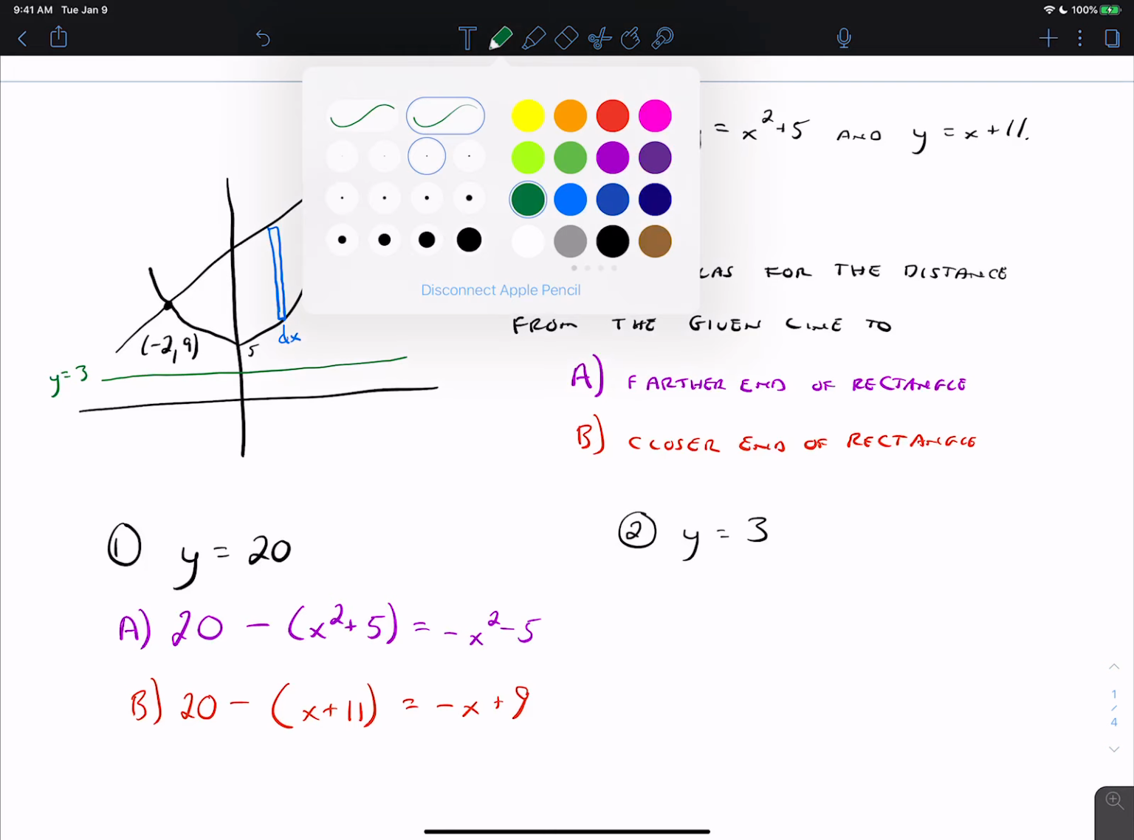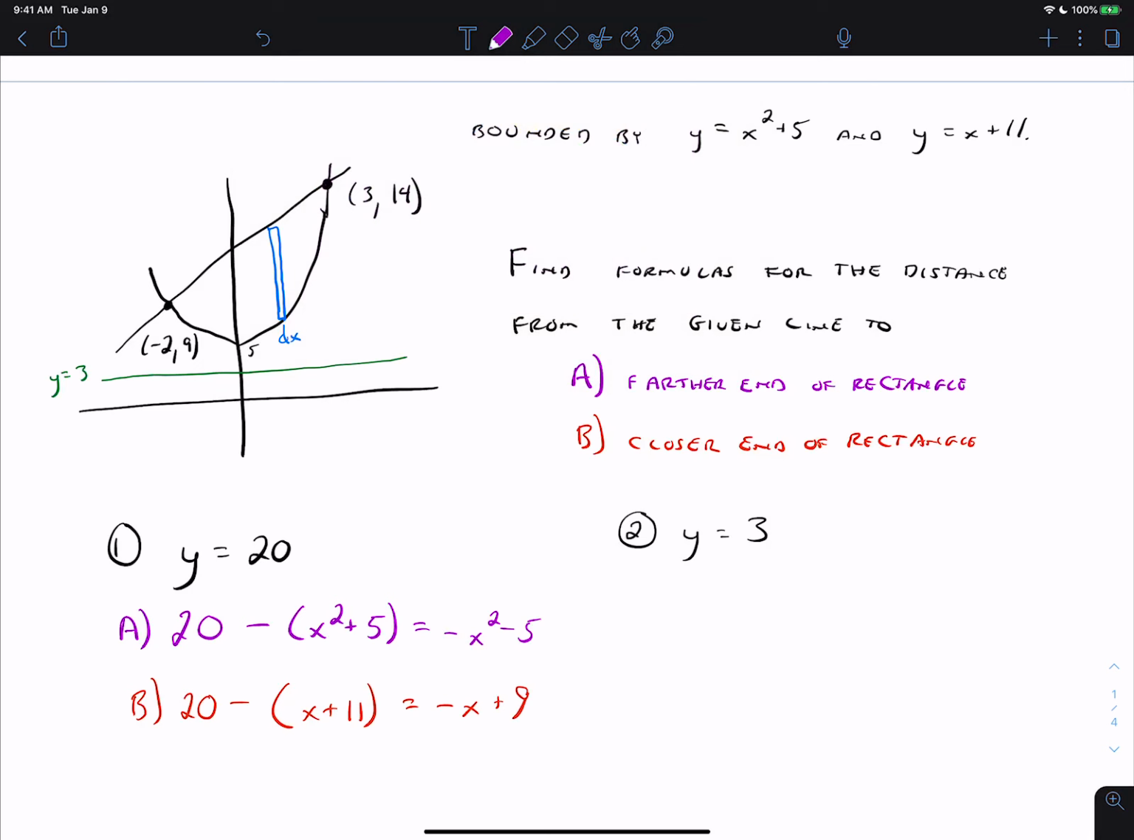All right, so when we look at the farther end of the rectangle, now the farther end of the rectangle is the top of the region, or the top of the rectangle. The horizontal line is y equals 3. So we're looking for the distance between those two purple arrows. That is a vertical distance. So the distance from the top y to the bottom y. We take the top y minus the bottom y. The top y is x plus 11 because it's on that line. The bottom y is 3 because it's on the horizontal line. That simplifies to x plus 8.